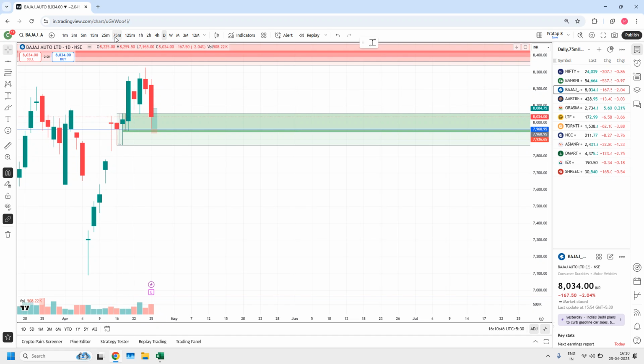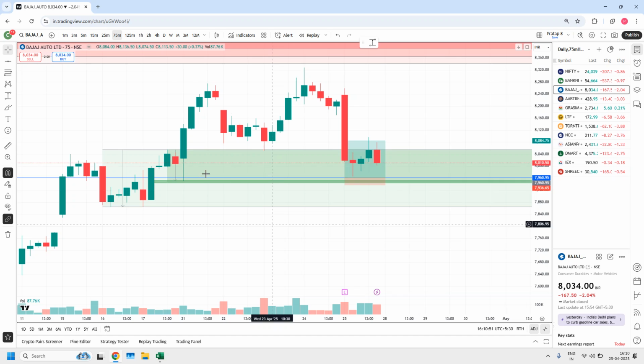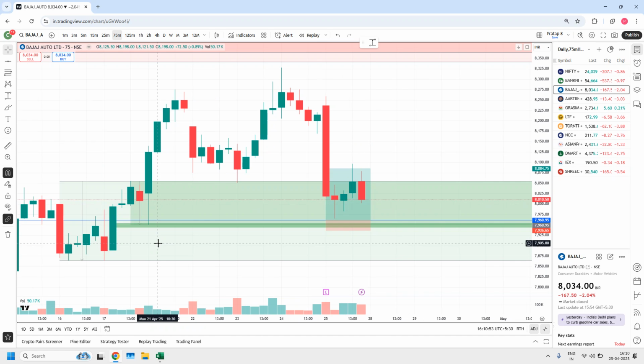This one we want to fine-tune with the 75 minutes time frame. In the 75 minutes time frame, you have a rally candle, 3 base candles and a rally candle. That way you can draw, or maybe you can draw rally base, this big rally candle. Either way it is the same zone. It won't make any difference.